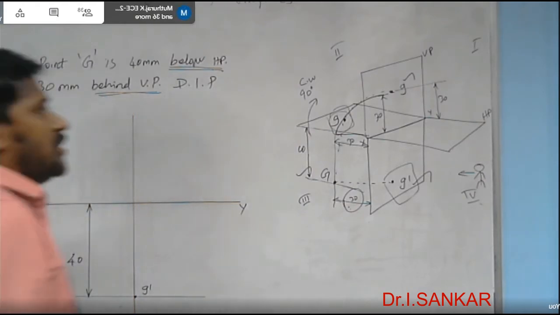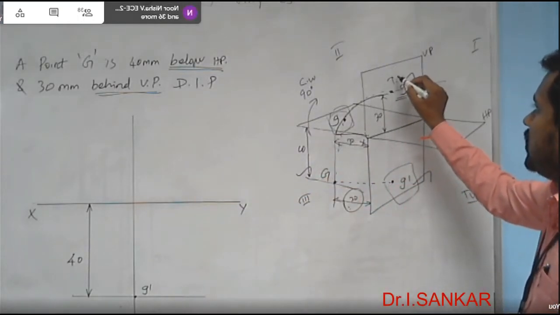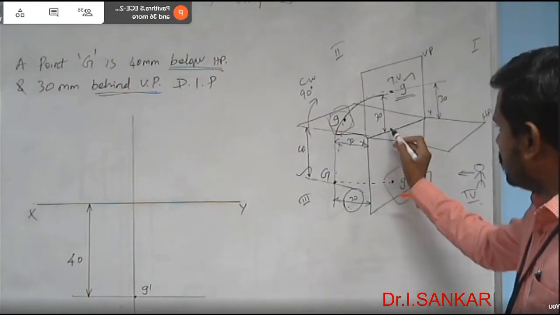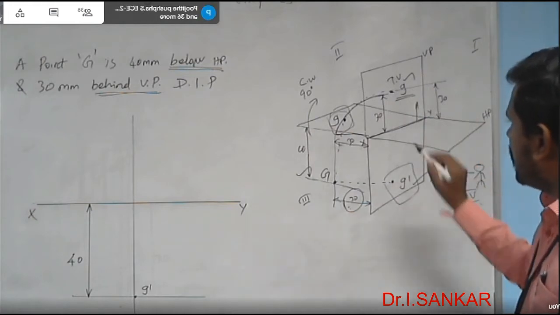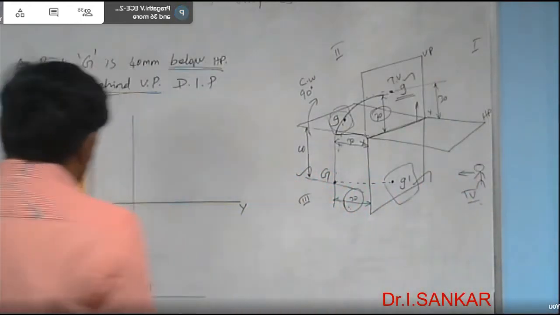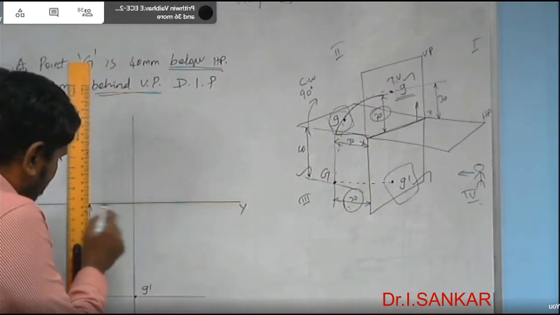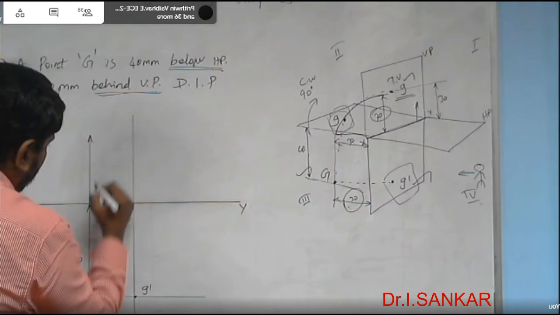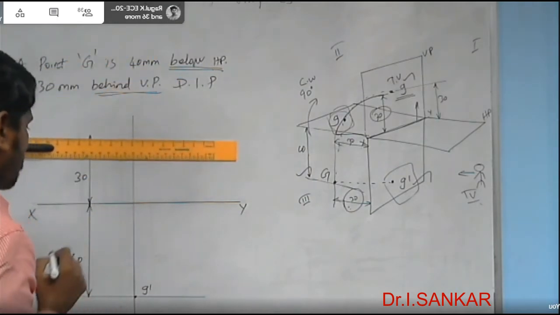And the point G, small letter g, is nothing but the top view here. Where is it located with respect to XY? With respect to XY, it is above XY. How much above XY? 30 mm above XY. So 30 mm above XY, we have to mark the top view of the point in the projector of G dash.